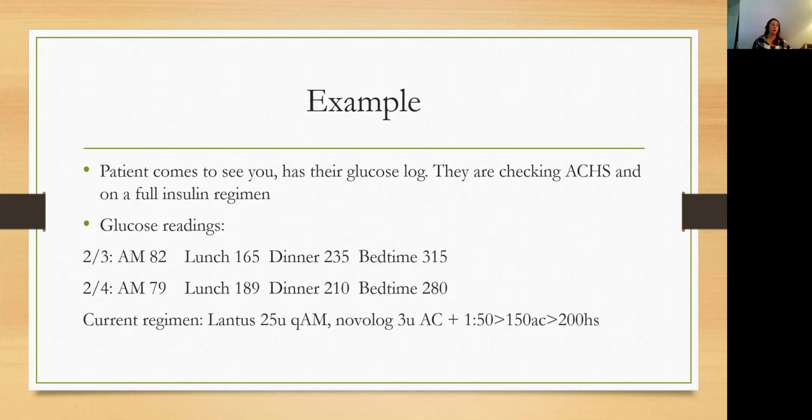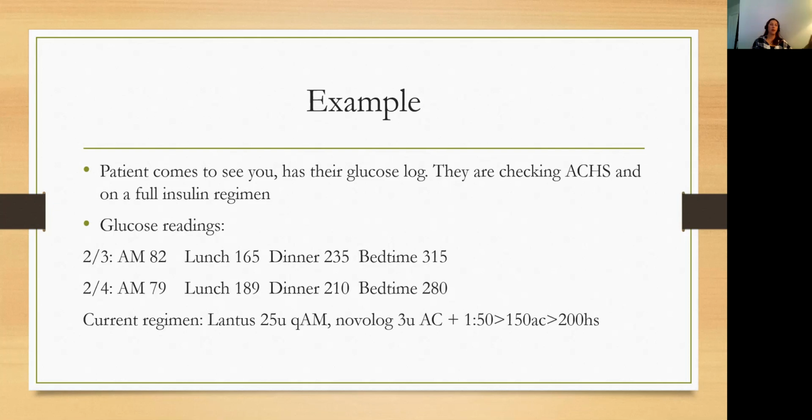Their current regimen is Lantus 25 units in the morning, Novolog 3 units with meals, and then a 1 scale. So 1 for every 50 over 150 with meals and over 200 with bedtime. Looking at this, obviously our morning readings are too low. You don't want somebody that's below 100 when they're waking up, because that puts them at a lot of risk for overnight lows.